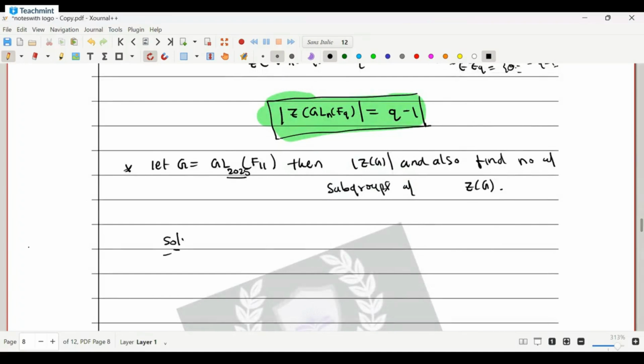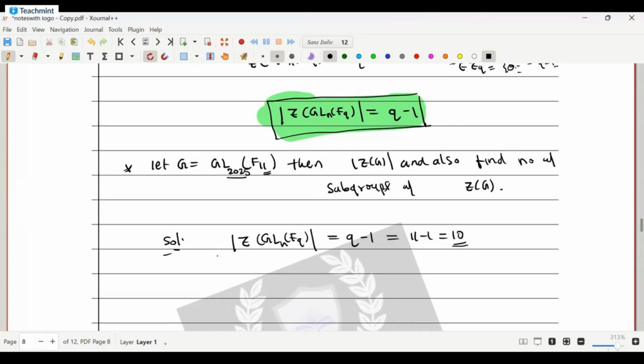Irrespective of the order of the matrix, what will the order of the center be, sir? Z of GL_n(F_Q) is equal to how much? The center is Q minus 1. So where Q is equal to 11, which is equal to 11 minus 1, which is equal to 10.